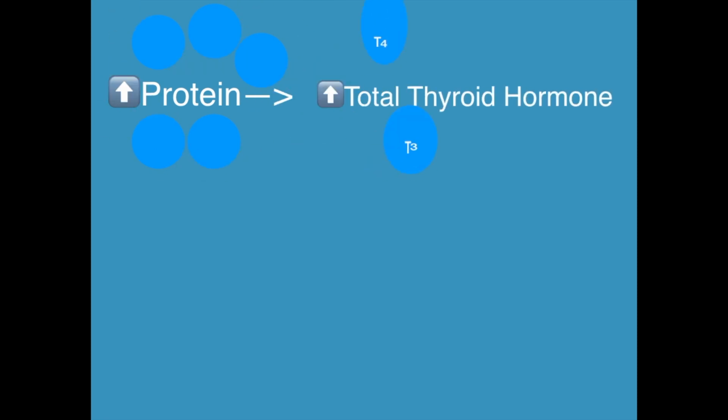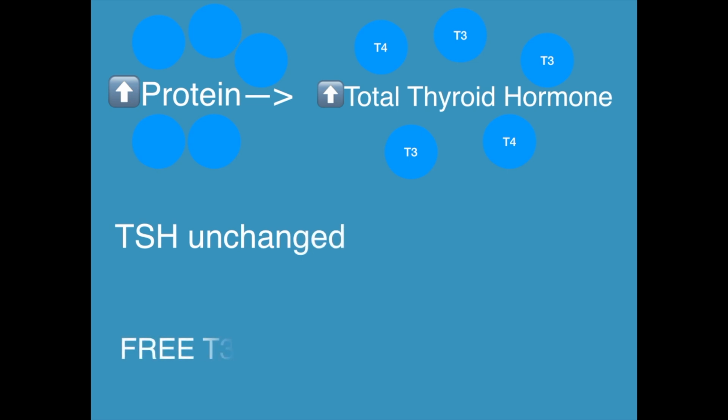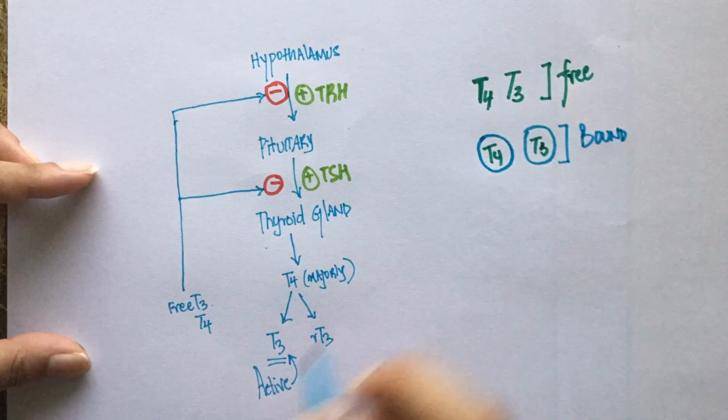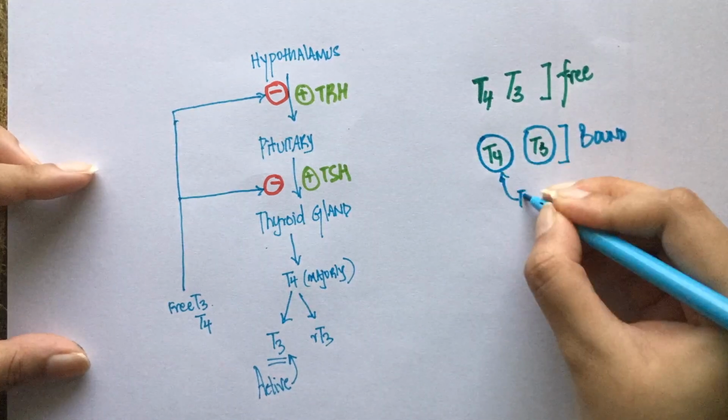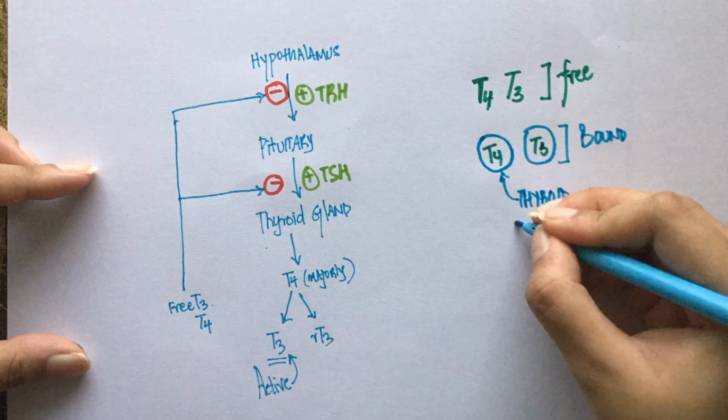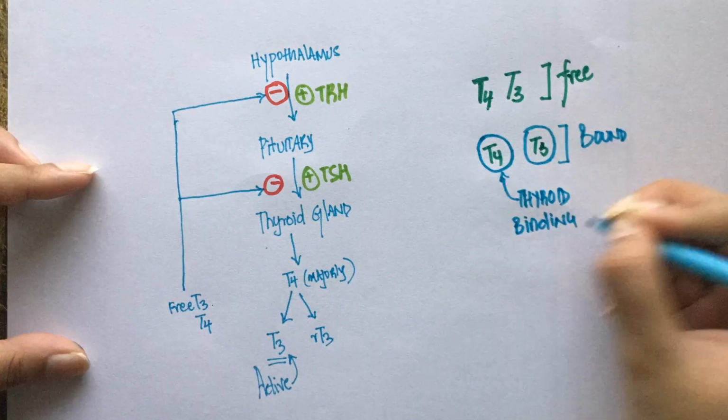If the amount of these proteins increases, the total thyroid hormone will also increase. But the TSH levels will remain unchanged. This is because it is only the free T3 that can cause negative feedback and not the bound form. I will explain the significance of this in a separate video. For now, please keep in mind that it is the free T3 and the free T4 that are clinically relevant.